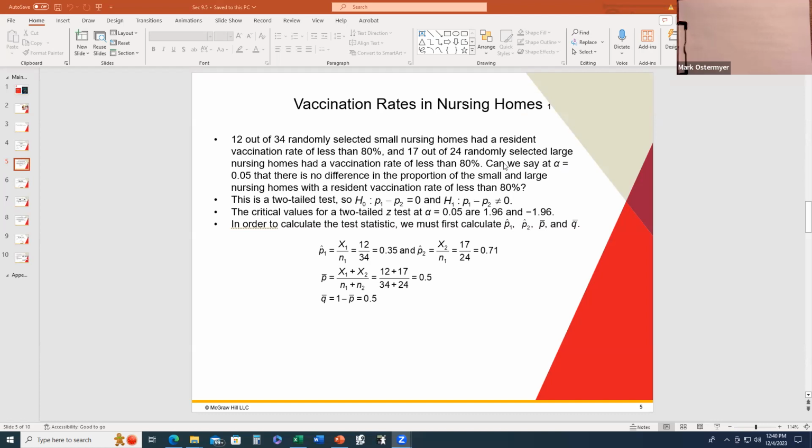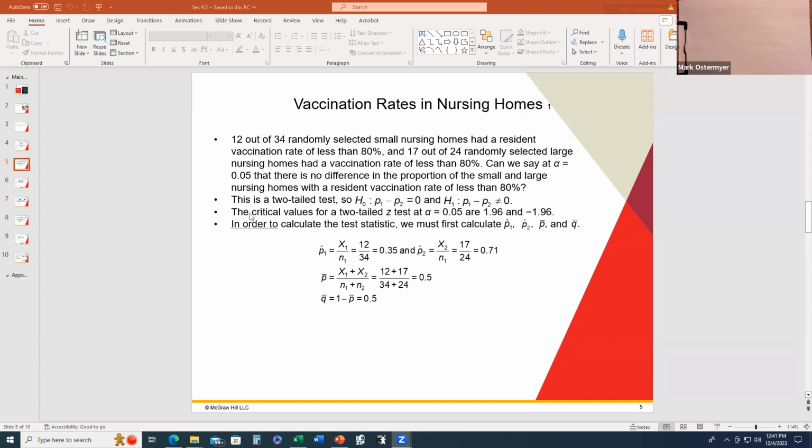Well, to say no difference is to say that we're testing for difference versus indifference. So this would be a two-tailed test. Hence, these would be the hypotheses you would be testing to see if the population proportion from each of these nursing homes is the same or not the same as far as the vaccination rates are concerned. Critical values will be from a two-tailed test, and they will be critical Z values.